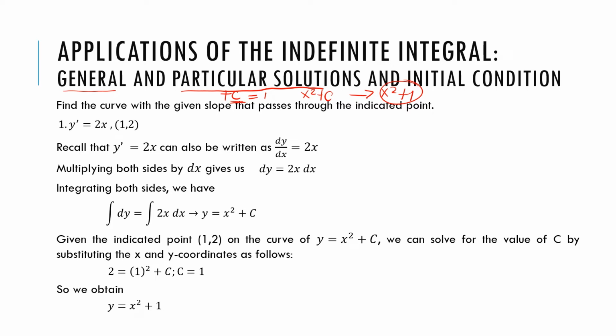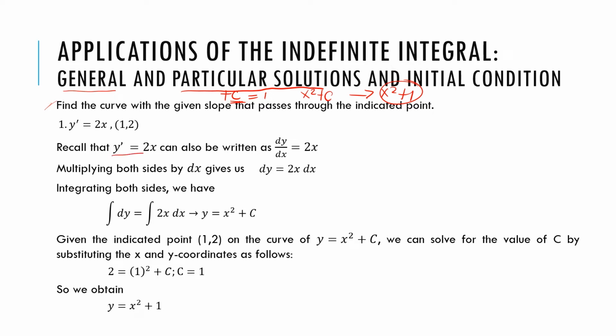On some part is, yung c is, minsan hindi lang yan isang value lang. Kaya minsan, nagkakaroon ng family curves na makikita nyo mamaya. On this example, guys. So, let's hand on this example. Find the curve with the given slope that passes through the indicated point. Number 1 is y prime is equal to 2x. Passes through 1 and 2.